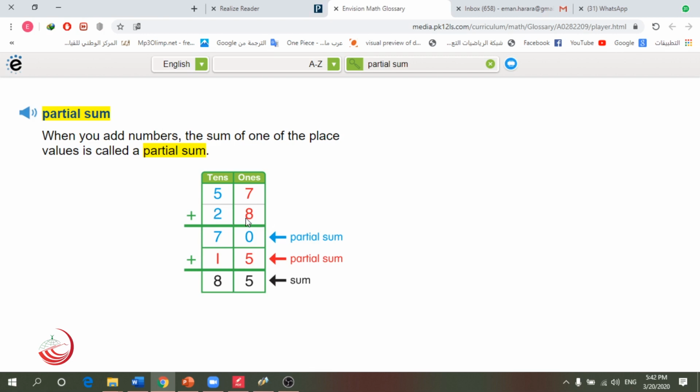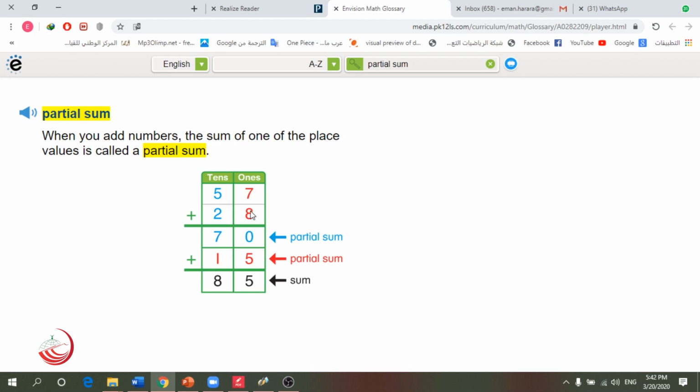Now here I have 28 plus 57. I'm adding them in the place value here. Here are the tens. I started with the tens. 2 plus 5 equals 7. Because I started with the tens, I didn't start with the ones, so I will put a 0 here. So what do we call it here? Partial sum.